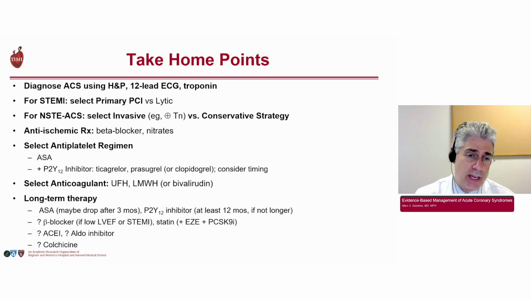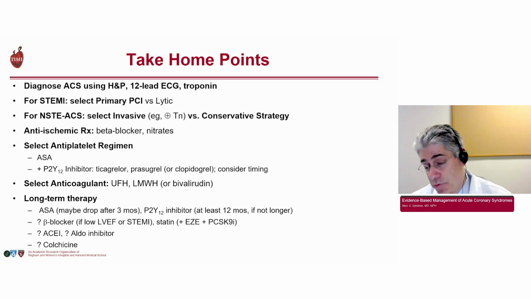Select antiplatelet therapy, everyone's going to get aspirin, everyone will get a P2Y12 inhibitor. Most of those people should get ticagrelor or prasugrel. Consider the timing. Usually you can wait for the cath, and then you select an anticoagulant. That'll be unfractionated heparin for the vast majority of patients. And as you're sending them out the door, they'll certainly go out on dual antiplatelet therapy. Maybe you can drop the aspirin after 3 months. The P2Y12 inhibitor, at least 12 months. And if you're dropping the aspirin, could be indefinite.